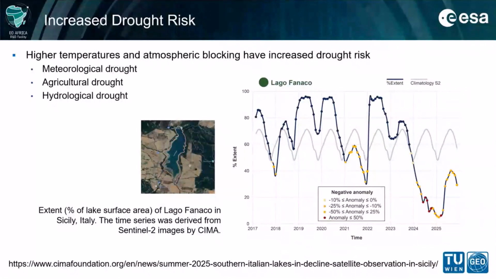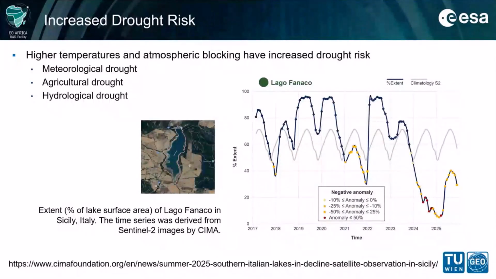As you know, talking about drought is not as simple as talking about flooding. It's a more complex process. When you look at anomalies in precipitation, we talk about meteorological drought. If this then affects the water in the soil and crop production, we're talking about an agricultural drought. And if it finally arrives in the river systems and in the water reservoirs, we talk about a hydrological drought.